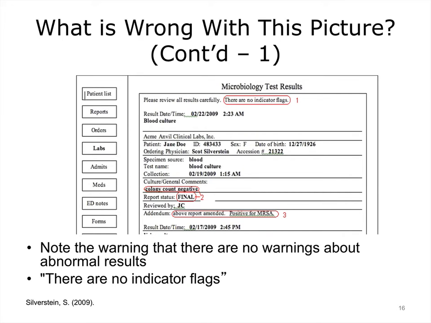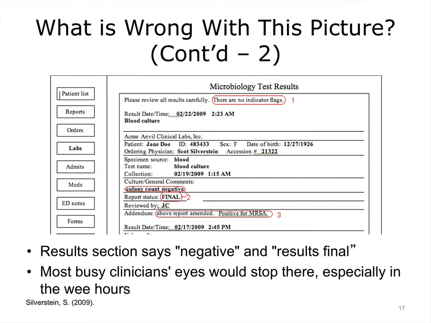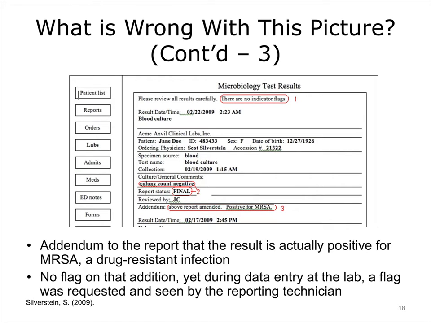Instead of just programming a highlight for information that should be alerted, the system states there are no indicator flags. The result section says that the result is negative, and the result is final. Most clinicians who are busy would likely stop reading here. Then there is an addendum saying that the culture is actually positive for MRSA, a dangerous infection that often spreads in hospitals.